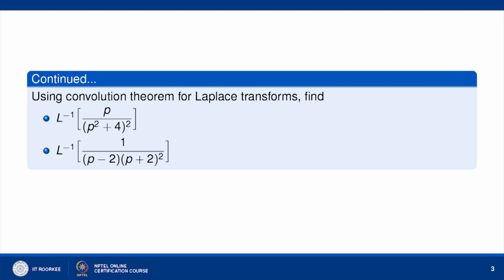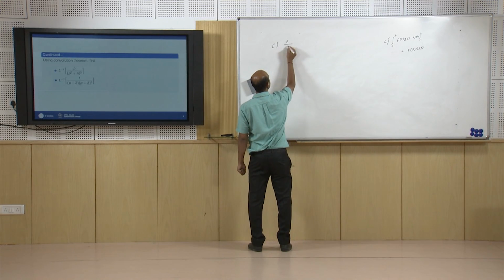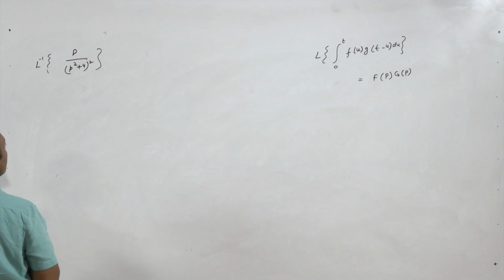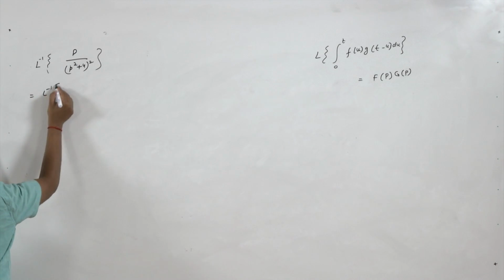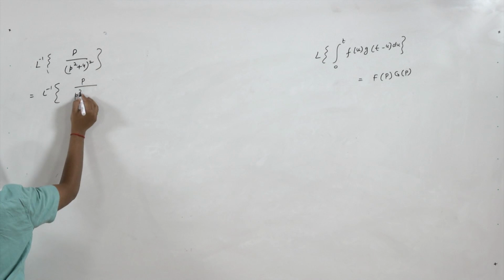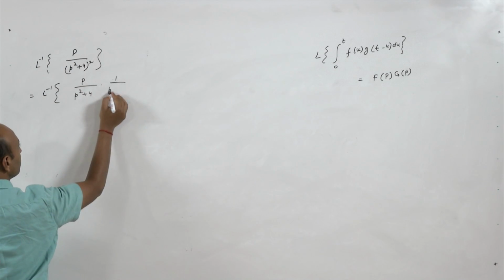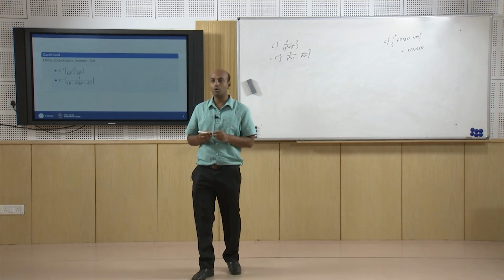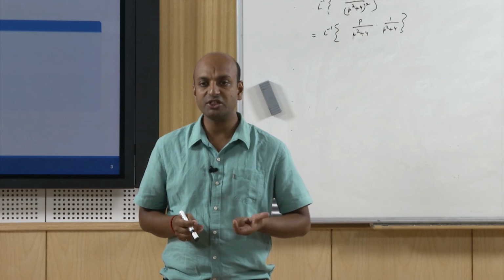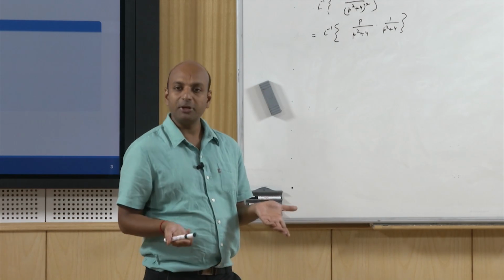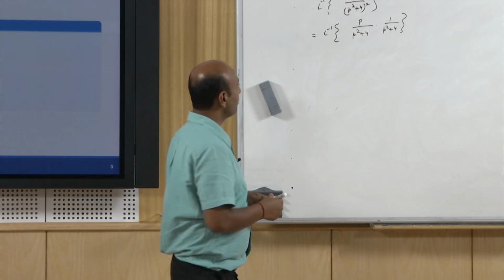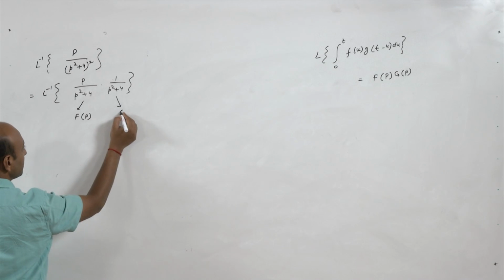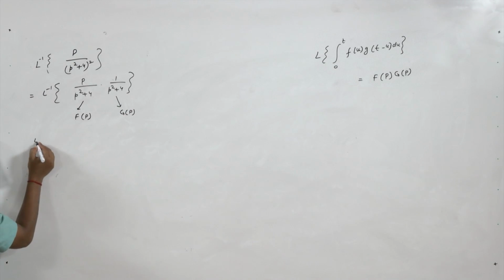So, the first problem. This is nothing but p upon (p square plus 4) whole square. This can be solved; this is equal to the Laplace inverse of p upon (p square plus 4) into 1 upon (p square plus 4). You can easily split this function into two sub functions F(p) and G(p). You can call any one as F(p) and the other function as G(p). Suppose I am calling this as F(p) and this as G(p). So, what is the Laplace inverse of F(p)?